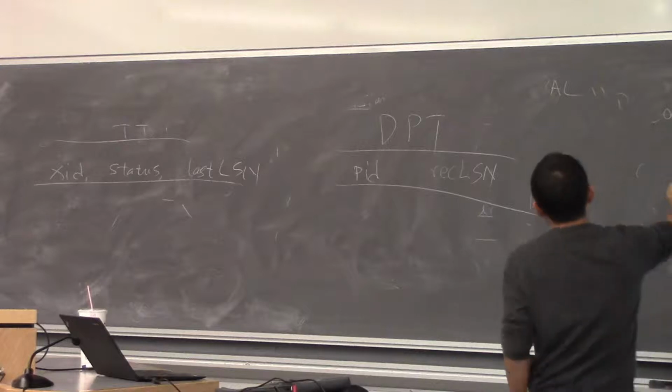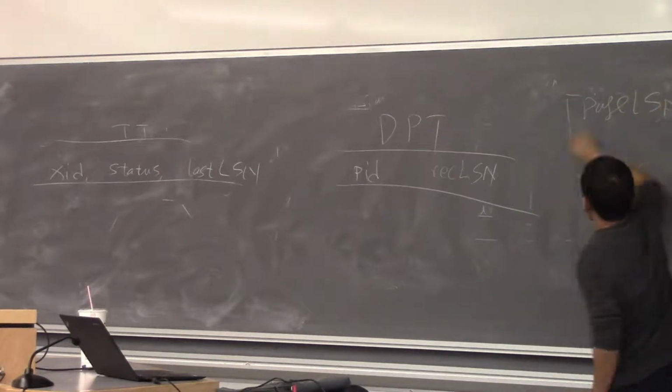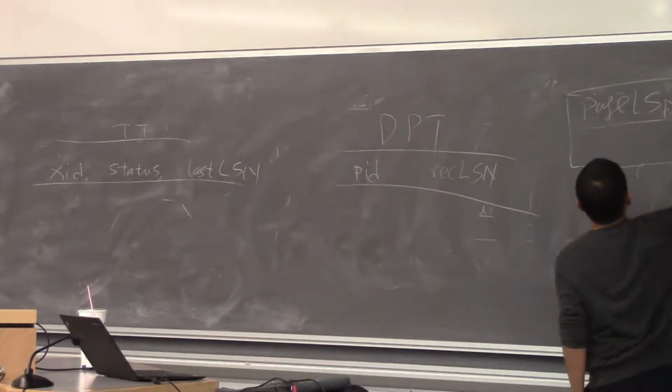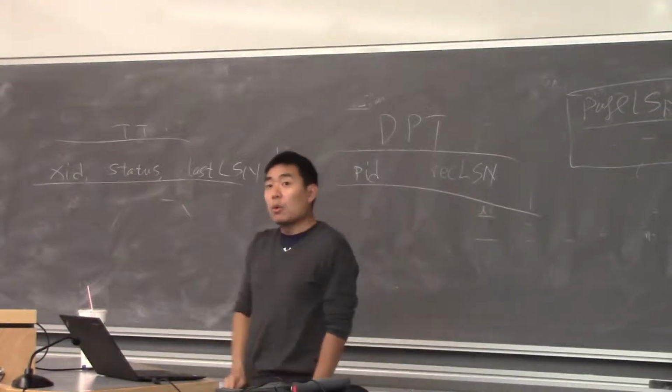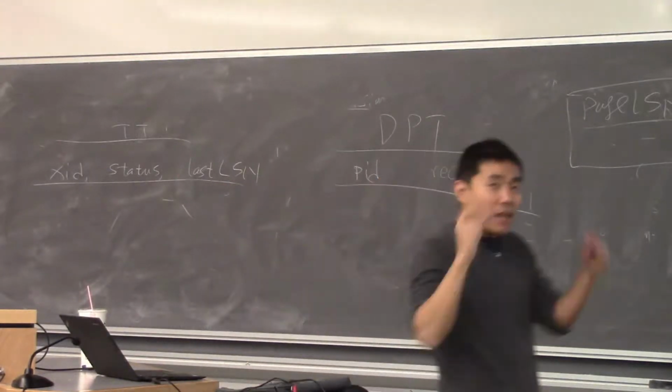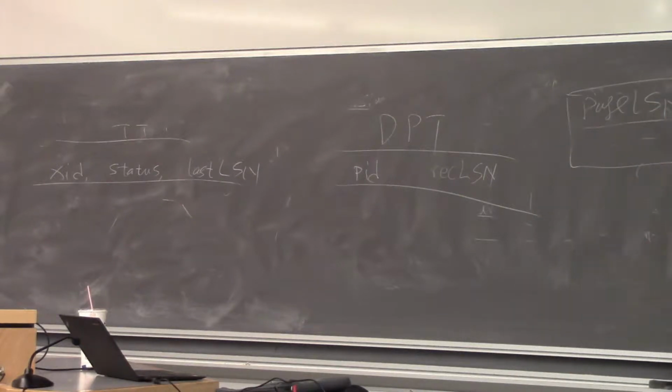And this is different from pageLSN. PageLSN is within the page, but recLSN is in the dirty page table. And what is recLSN? PageLSN is the last log record causing the page to be dirty, the last update operation to that page, right? That's what pageLSN does. RecLSN is exactly the opposite. It's the very first log record that caused the page to be dirty.